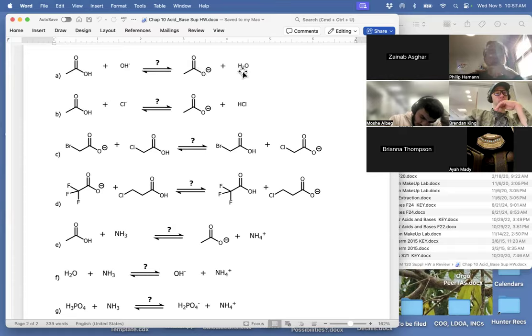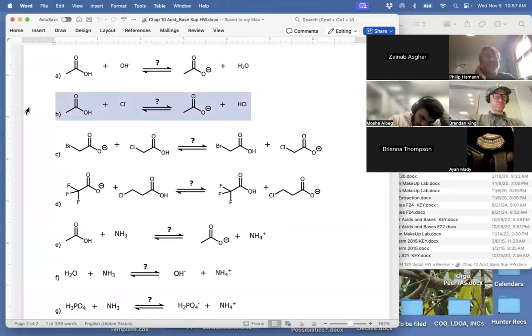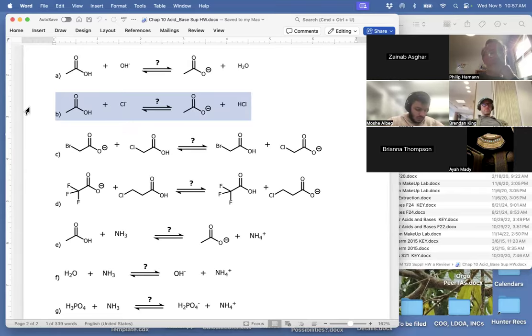And which is a stronger acid, acetic acid or water? It's acetic acid. So it's going towards the right. And the second one is equally easy. It's going towards the left. Chloride is not a base, not under any normal conditions. HCl is a far stronger acid than acetic acid. So yeah, these are kind of easy.